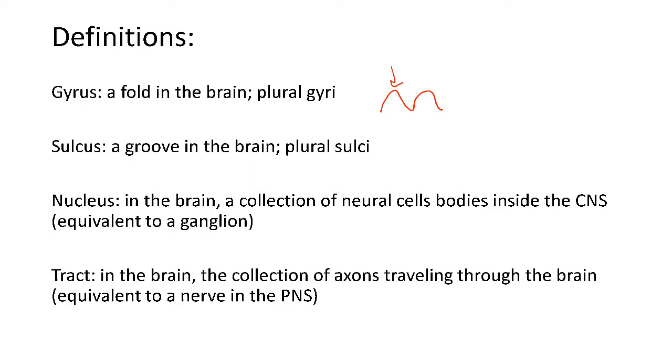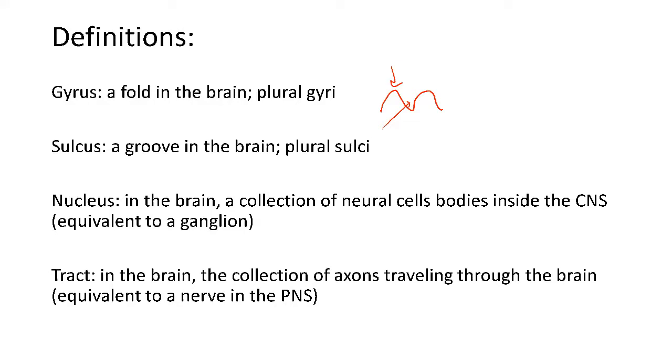And the sulcus is the groove. So the sulcus would be the groove, the indentation. The plural there is sulci. So we talk about the gyri and the sulci of the brain. In the brain, we have something called a nucleus, which is not the same thing as the nucleus of a cell in the center of the cell. In the brain, it is a collection of neural cell bodies inside the central nervous system.